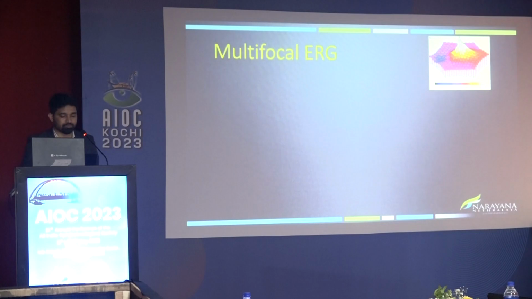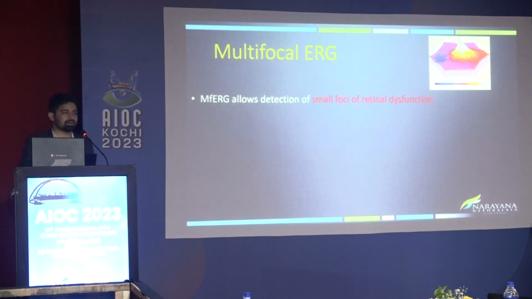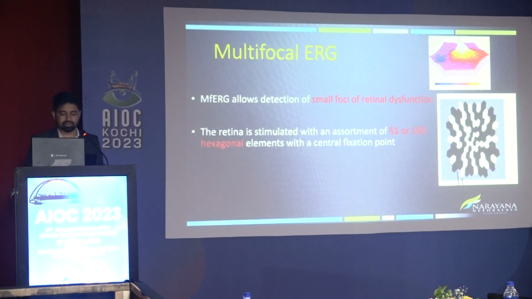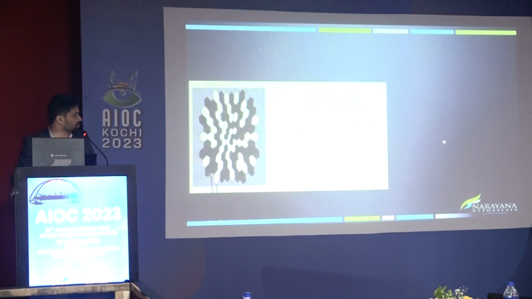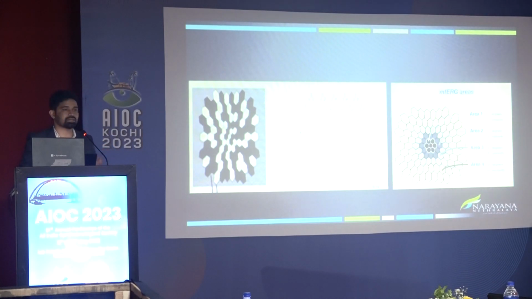So then comes multifocal ERG. As I told, to detect even small foci of retinal dysfunction, we stimulate multiple points on the macula. We use either 61 or 103 hexagonal elements, depending on the area and the finer detail with which we stimulate the retina. Each and every light point will stimulate the retina, and we'll get a waveform corresponding to each and every point which gets stimulated in the macula. So that's how we detect even small foci of retinal dysfunction.